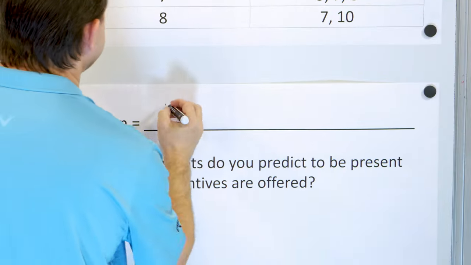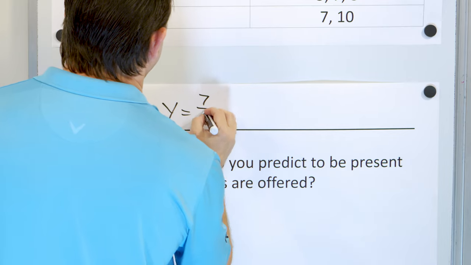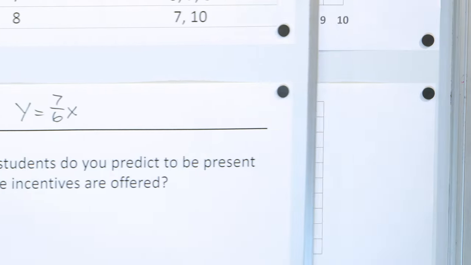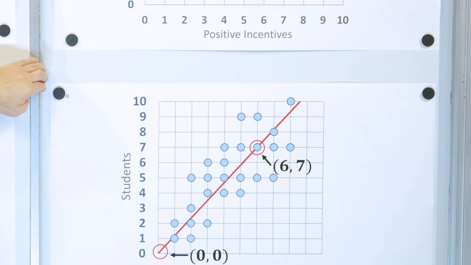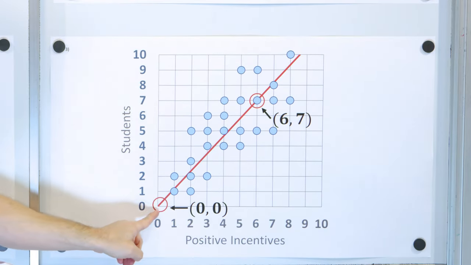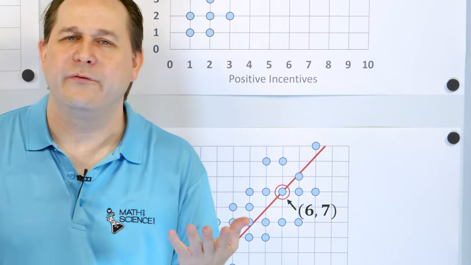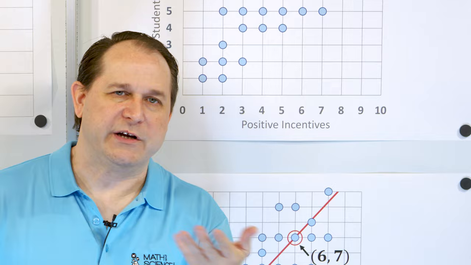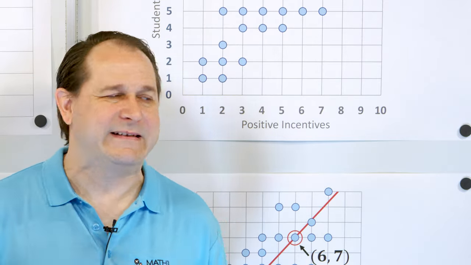y equals 7/6 x. Now, this obviously makes sense because we already drew the line on the graph and we can see that the y-intercept is at 0. So of course b is 0. I could actually just read it from the chart in this case. I just wanted to do the math and show you that it gets the exact same thing.